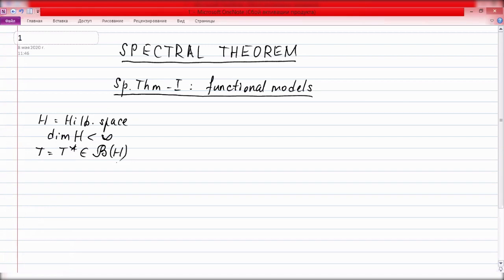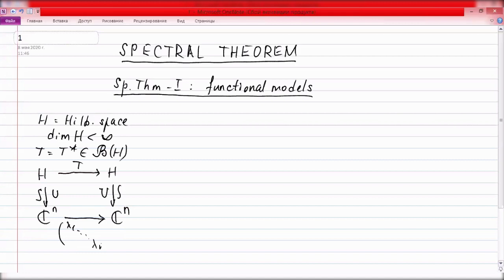So this statement can be written in the following form. So this is our operator T. Then there exists a unitary isomorphism between H and C to the power n. So n is the dimension of H, and the unitary isomorphism is equivalent to a choice of an orthonormal basis in H. So after we identify H and Cn, T becomes the multiplication by a diagonal matrix. So this means that T is unitarily equivalent to a diagonal operator on Cn. Okay, so this is a well-known result from linear algebra.